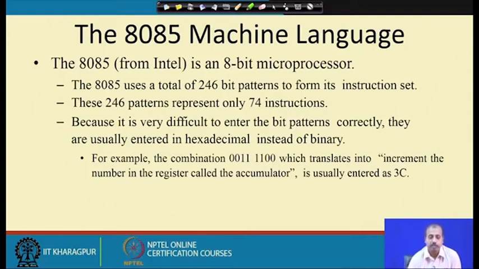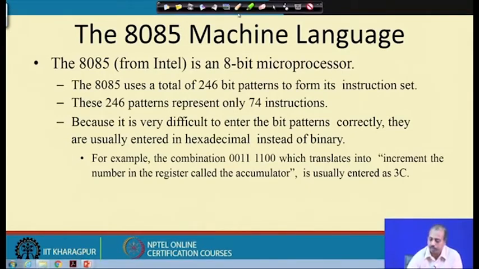Let us look into 8085 machine language. As we have said, 8085 is an 8-bit microprocessor. As I have said, the external data bus size is 8-bit, and internally all the operations are on 8-bit data. So, with 8 bits, 2 to the power 8, that is 256 different combinations, are possible.